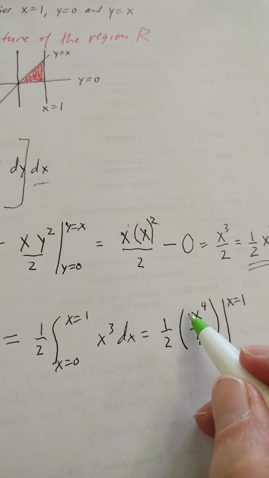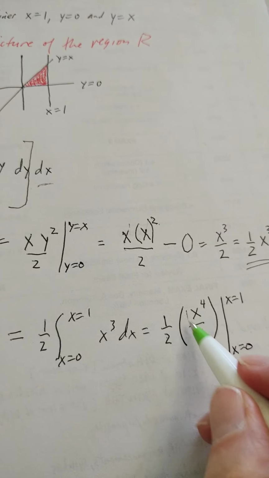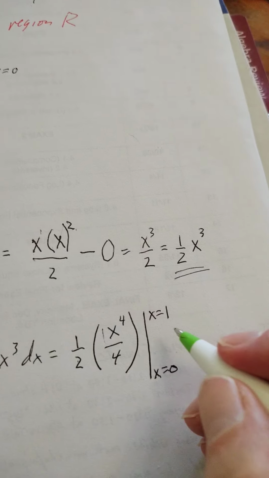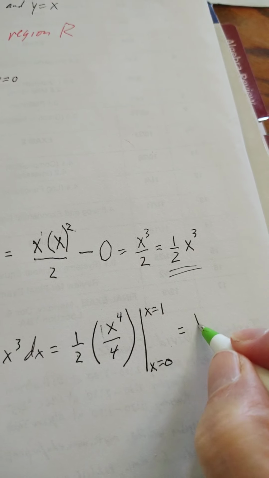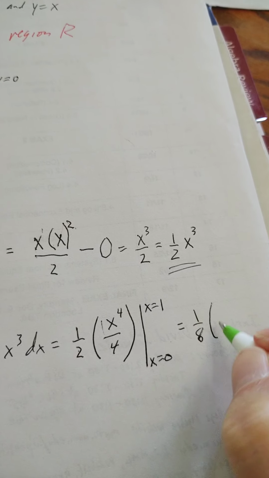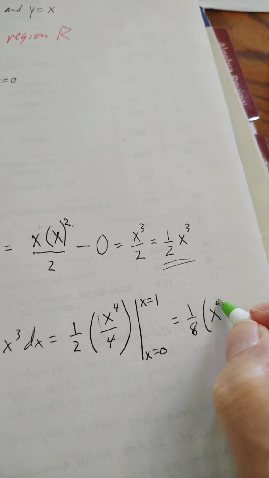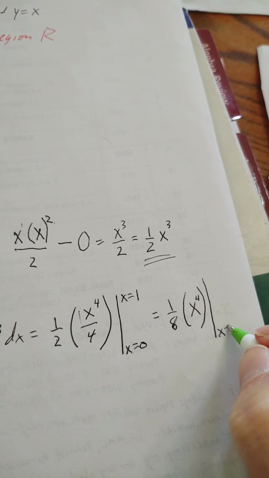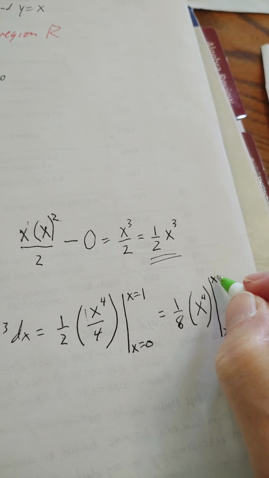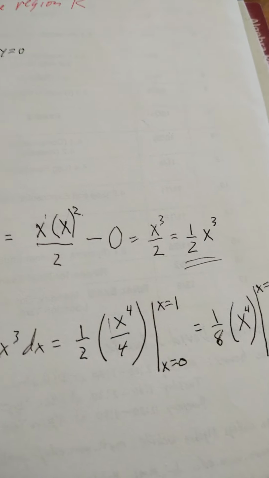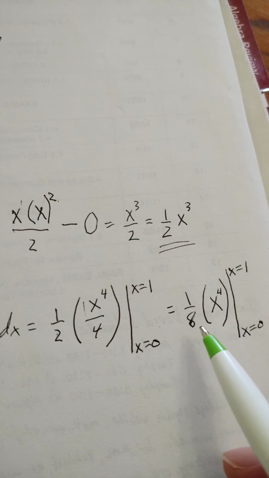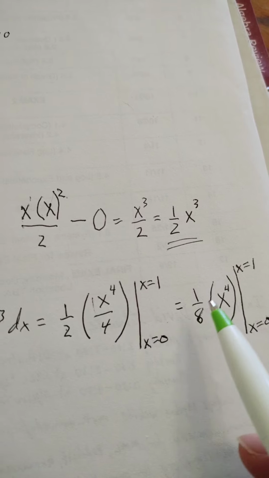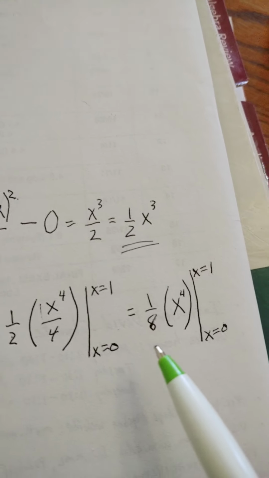You can think of this as like a 1 here. So what's 1/2 times 1/4? That's going to be 1/8. I'm going to pull out that 1/8 constant. So I'm going to write this is equal to 1/8. So that way I just have to evaluate x to the 4th from x equals 0 to x equals 1. So to me this seems the easiest approach, but you could have not pulled out the 1/8 if you didn't want to. You'd get the same answer.